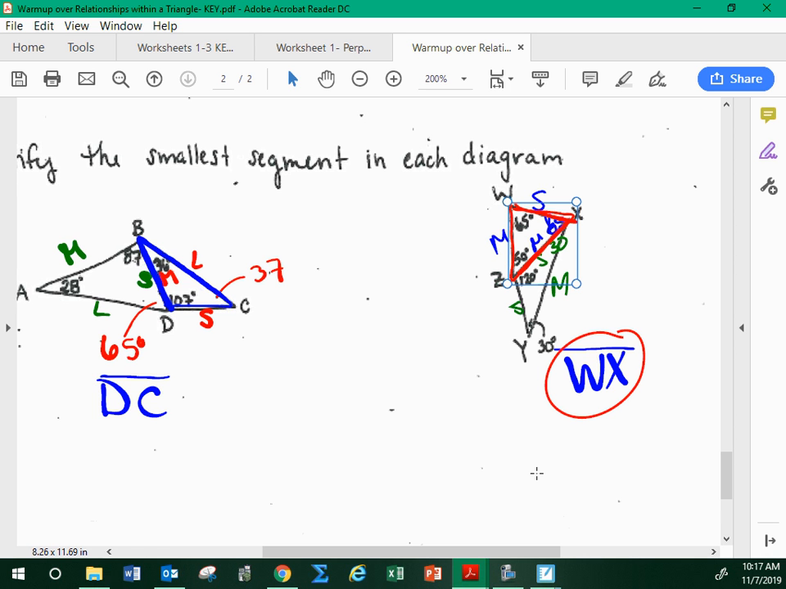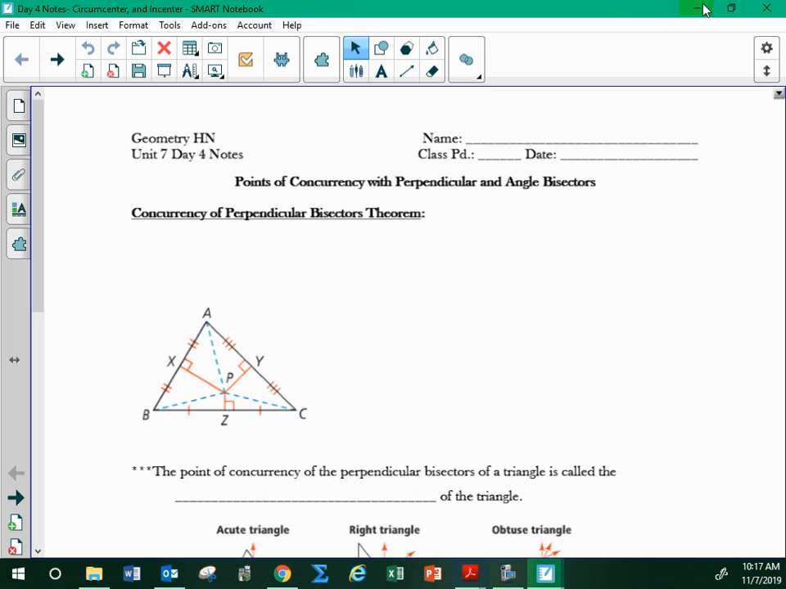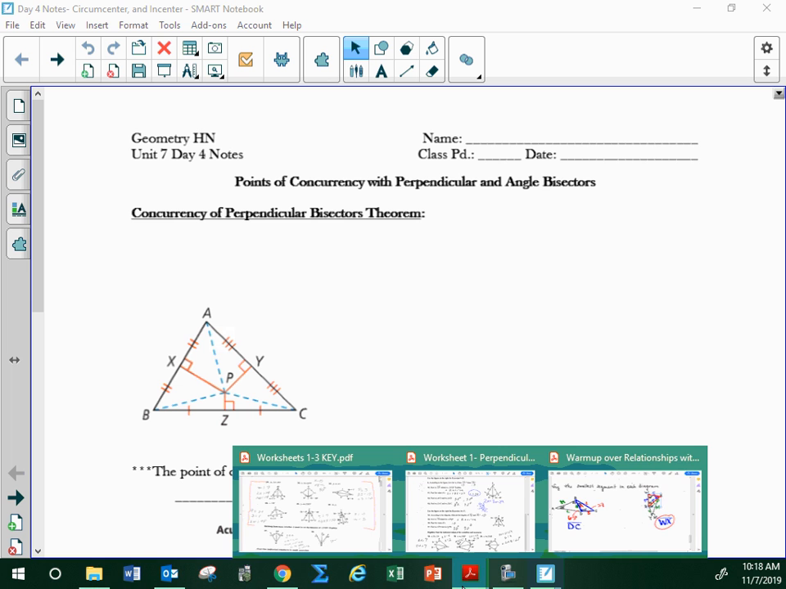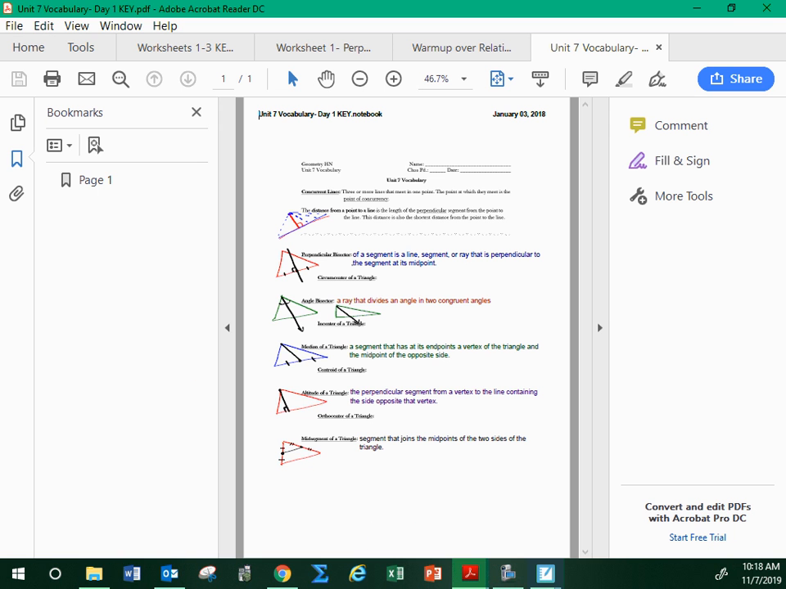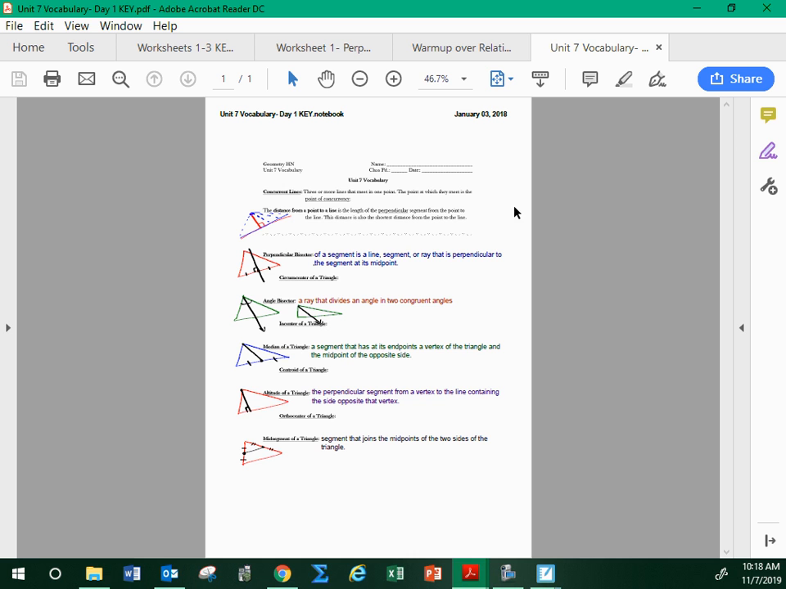Is there anyone that did not get our Unit 7 Day 4 notes? Okay, so again, taking a look at our vocab.